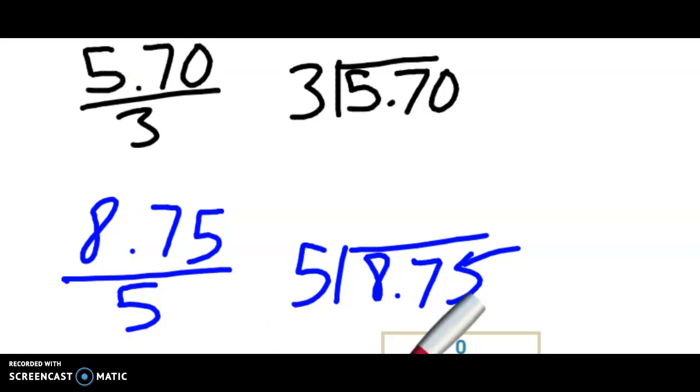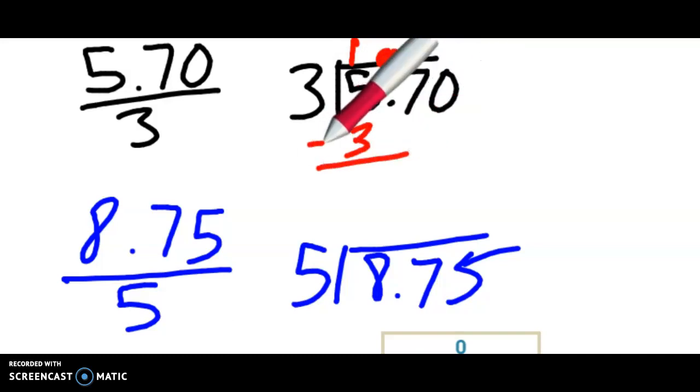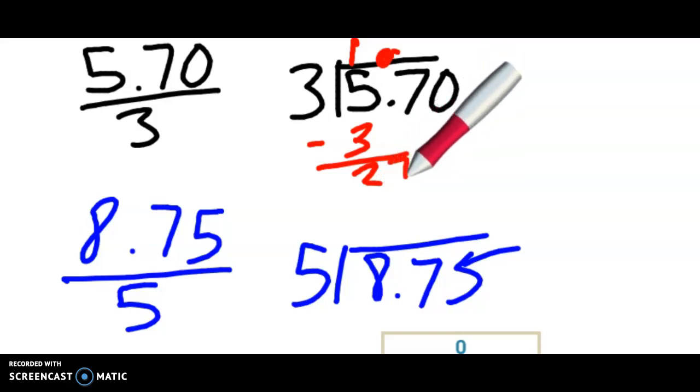So I go 3 into 5 goes one time. Don't forget that decimal point. 3 goes into 5 one time, and there's my 3. And then I'm left with 27. 3 goes into 27 9 times, and then I'm left with 0. So $1.90 per pound for the first one.